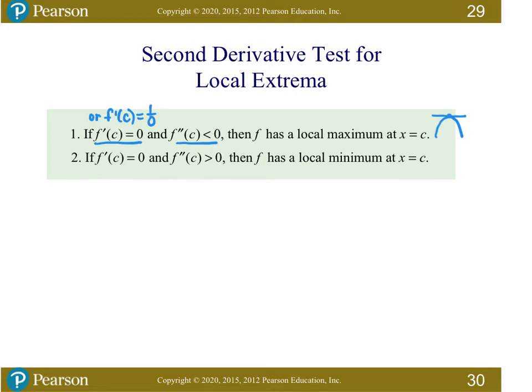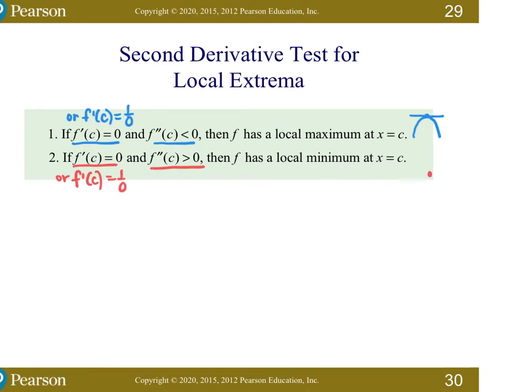If f prime of c equals 0, or I would add f prime of c is undefined, and the concavity is positive. Okay, so it has both horizontal tangent and positive concavity. Then it's the presence of a minimum. So while you're practicing, you might just want to sketch. Okay, I know it has horizontal, and I know it has this kind of concavity.